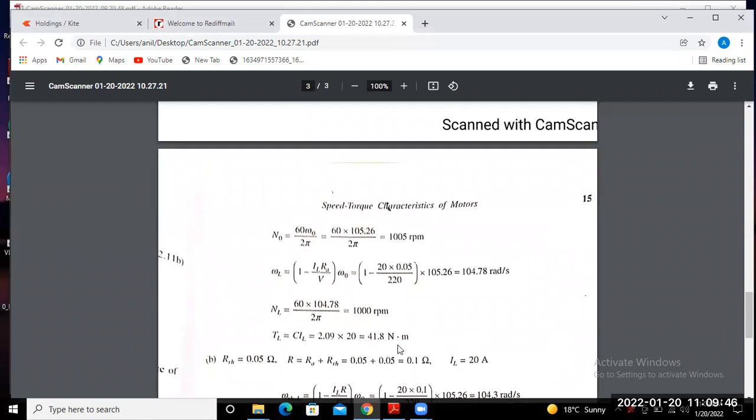So torque is your 41.8 Newton meter. And for the second case, in part B, you have to consider your static resistance value, that is given as how much? 0.05 ohm connected in series with the armature resistance. Okay, so total resistance will become R equal to RA plus rheostatic resistance. What is the rheostatic value here given to you? 0.05. Okay.